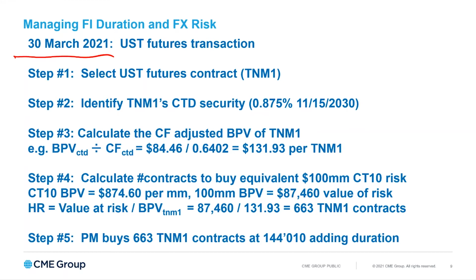Now, in terms of its duration equivalence, its CTD is roughly 3 months shorter than the current on-the-run Treasury at the time of this illustration, so the durations are very similar. That's the reason for the selection. So the first step is to select the futures contract, and we've decided to use the June Ultra 10-year note contract. And then we need, in step 2, to identify that futures contract's cheapest to deliver security, which we've done here.